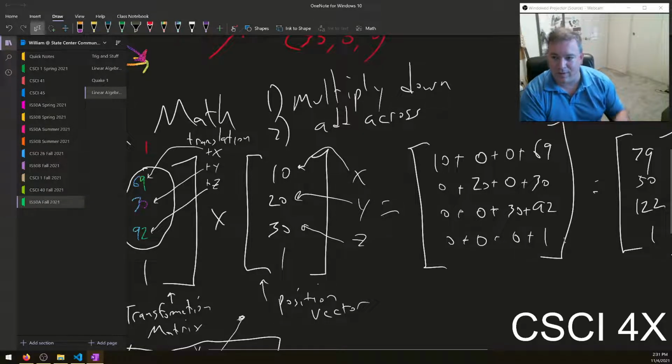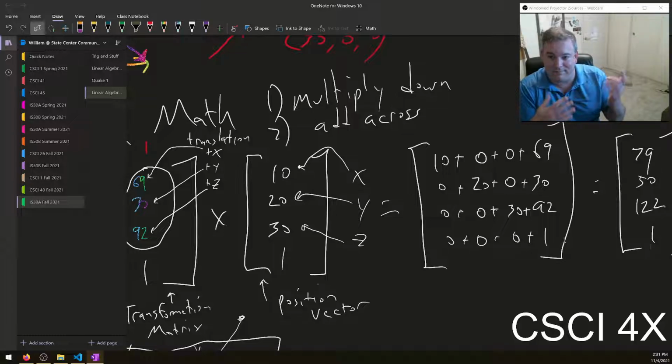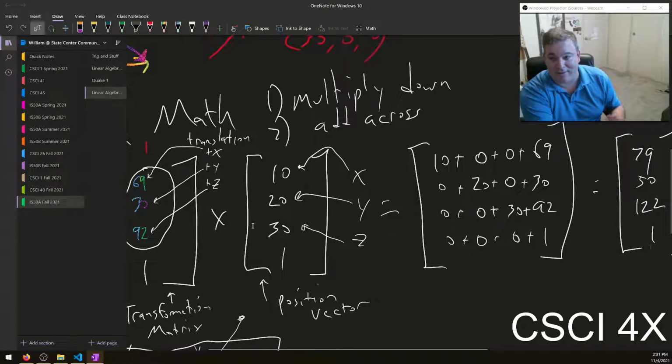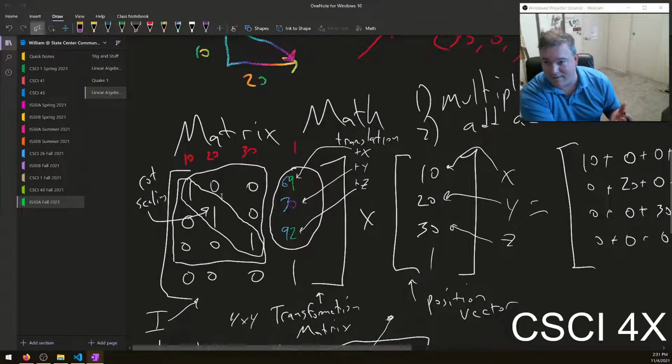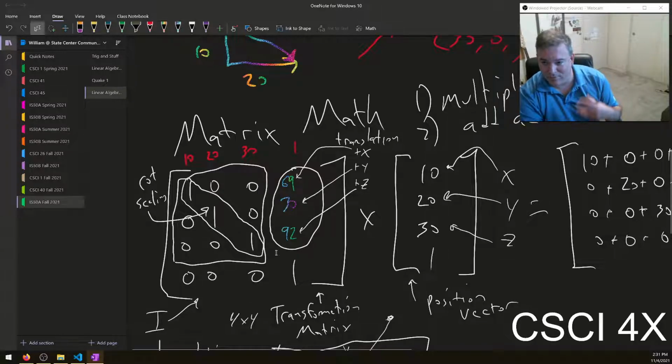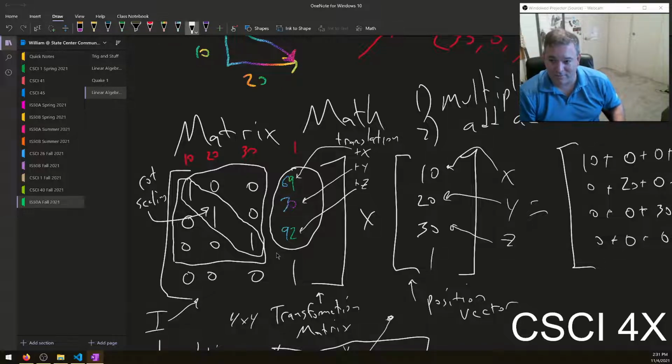Now you might be like, well, why do we need this whole matrix thing? We could have just added this column and this column, and that's true, because this is an identity matrix. This whole thing here does nothing. But the reason we're going through this is to show you that this part here corresponds to translation.